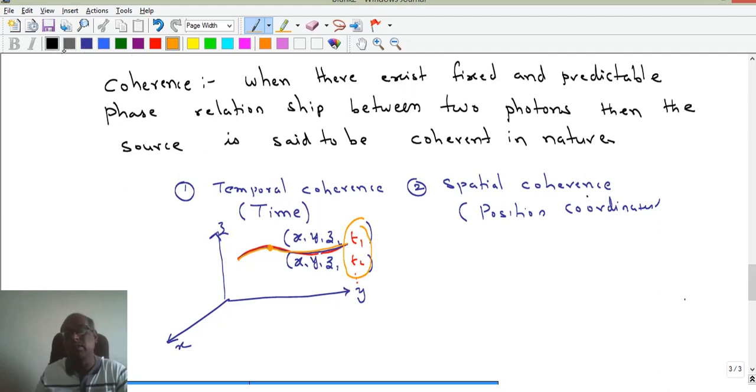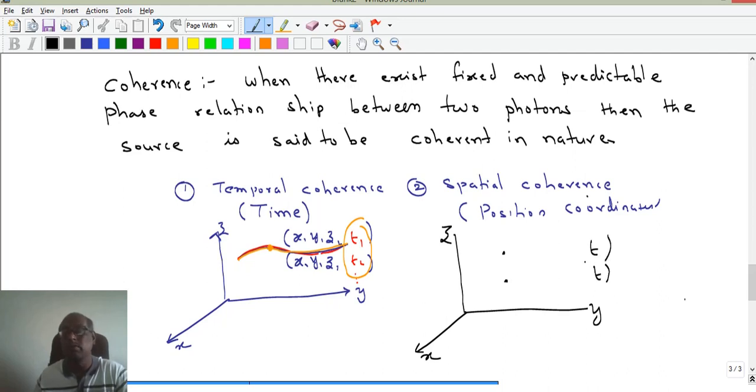And coming to the second one, spatial coherence. Again, let us take the coordinates x-axis, y-axis, and z-axis. This time, what is fixed? Time is not going to change. Observation time is the same. But where do we observe? We are observing at x1, y1, z1, and x2, y2, z2.